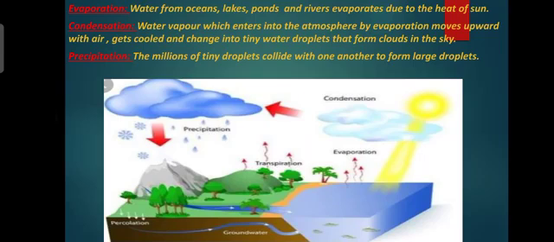Second one, condensation. When water vapor enters the air, it cools and the water vapor changes back into liquid droplets, forming clouds. This process of change of water vapor into liquid droplets is called condensation. And third one, precipitation. It occurs when the cloud becomes saturated with water vapor and heavy with water. The water falls back to the Earth in the form of rain or snow.